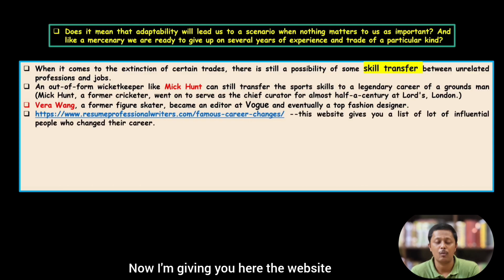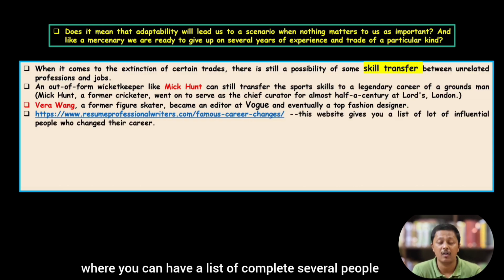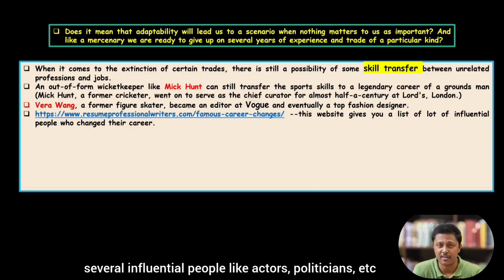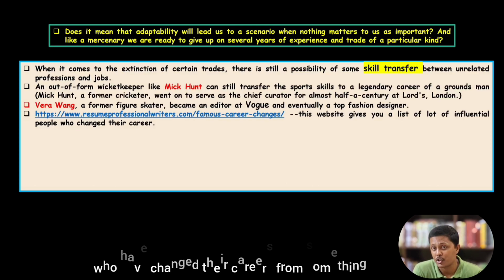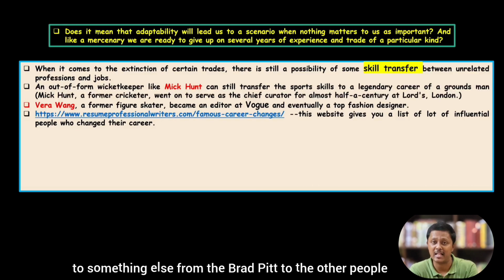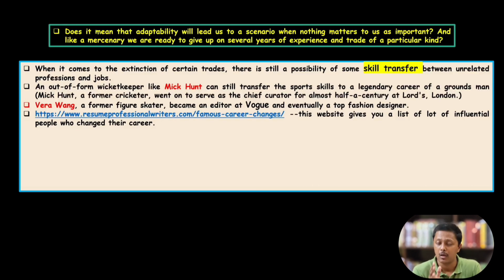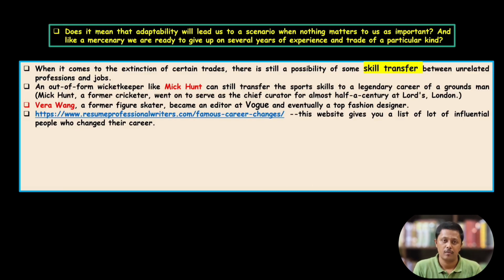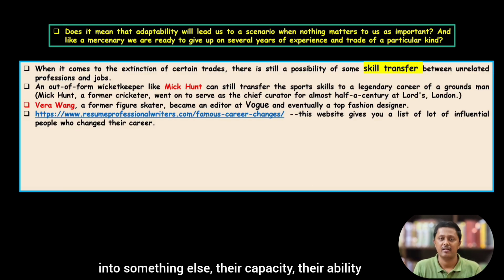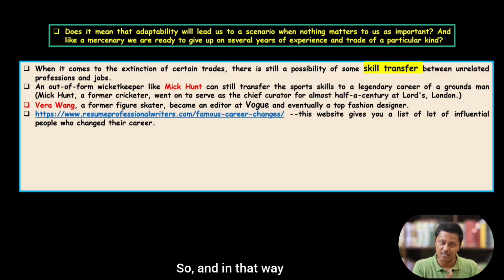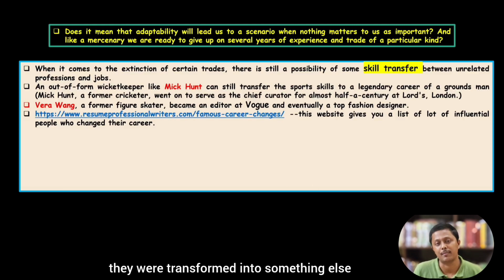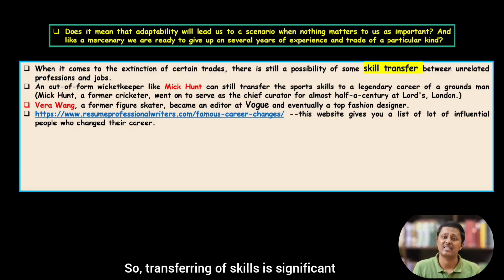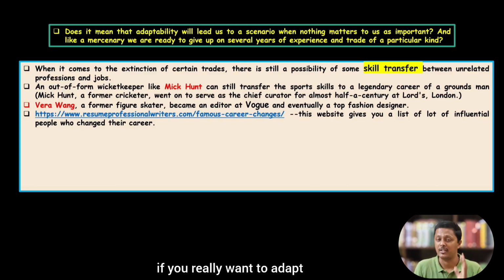Now, I am giving you here the website where you can find a list of several influential people, like actors, politicians, etc., who have changed their careers from something to something else, from Brad Pitt to other people, where you can find that they are not simply acting as something else, they transform into something else, their capacity, their ability. In that way, they were transformed into something else. So, transferring of skills is significant if you really want to adapt.